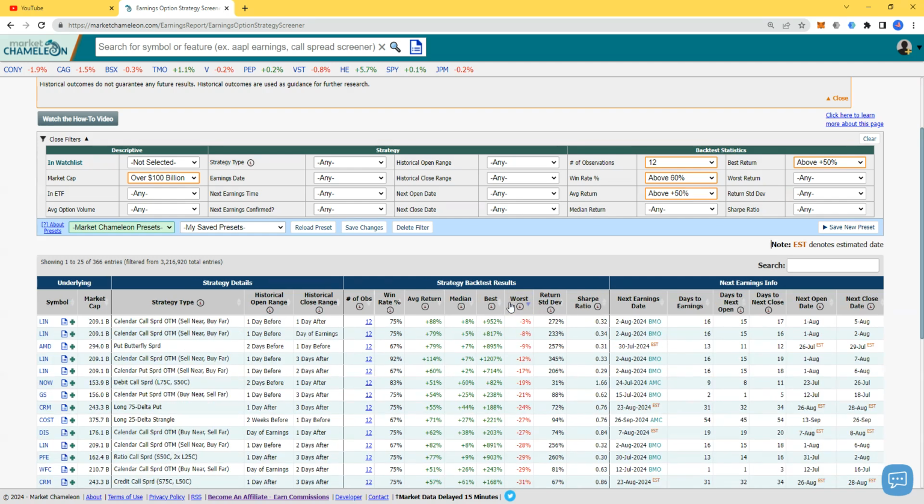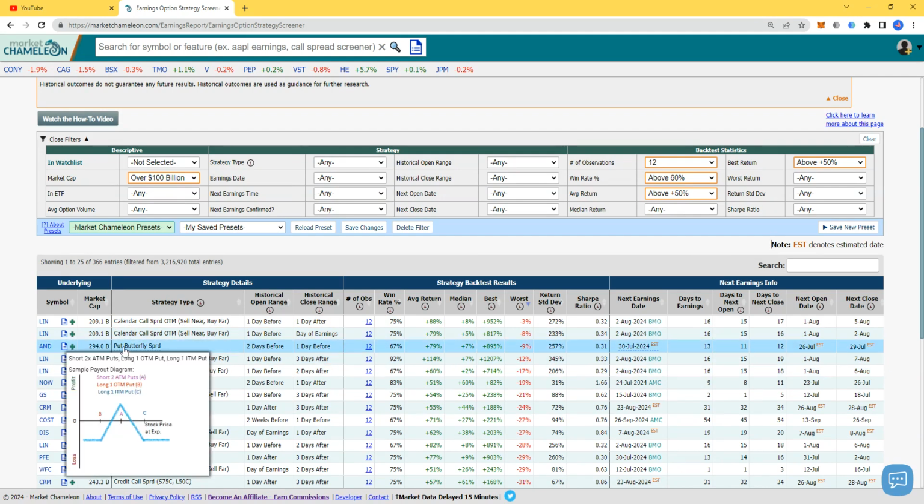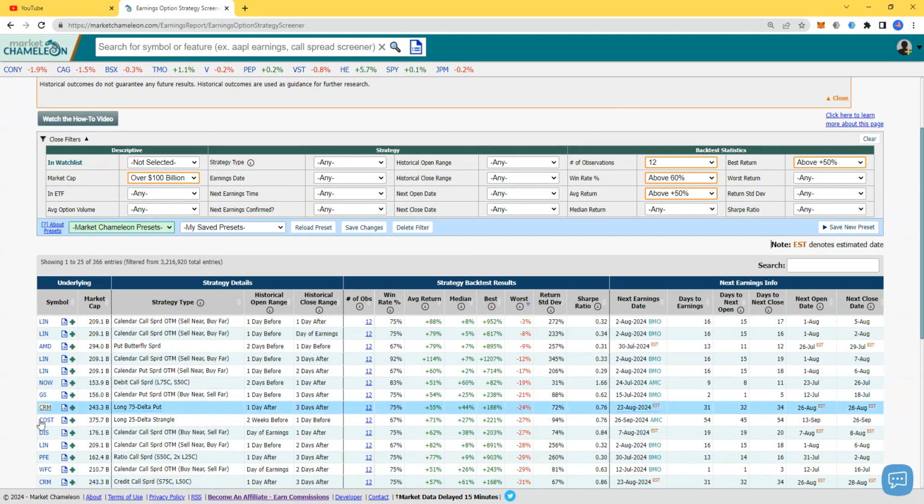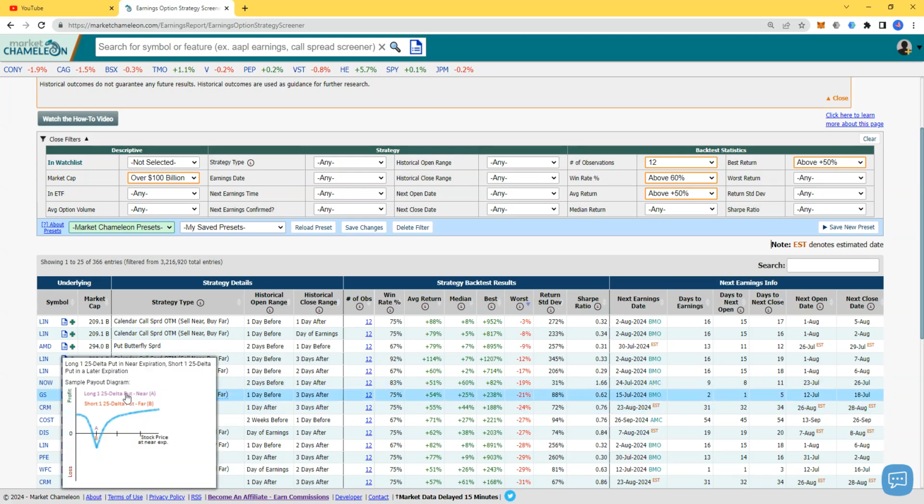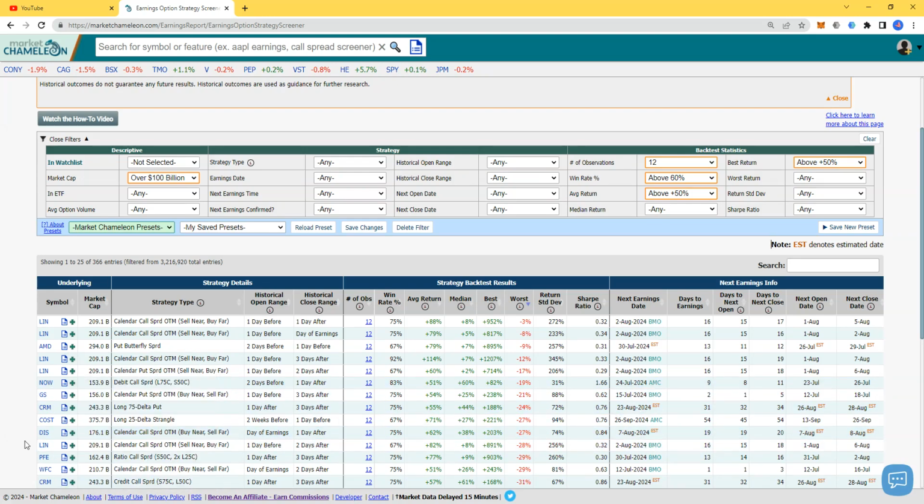I want to click twice and see the worst return right here, 3%, but I want something that I know. So lean, I don't know who they are, so we've got AMD, put butterfly spread, and something else. We've got Goldman Sachs, CRM, Costco, Disney. There's so much stuff. Costco, they just published stuff about their membership fee, that they're upping the price.